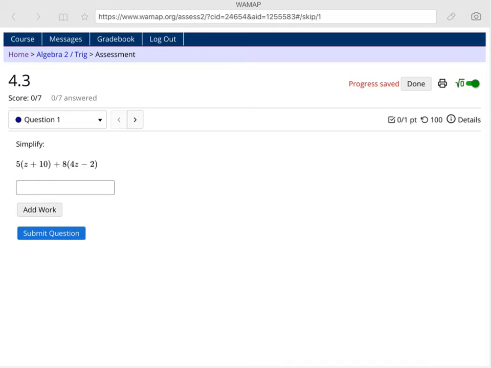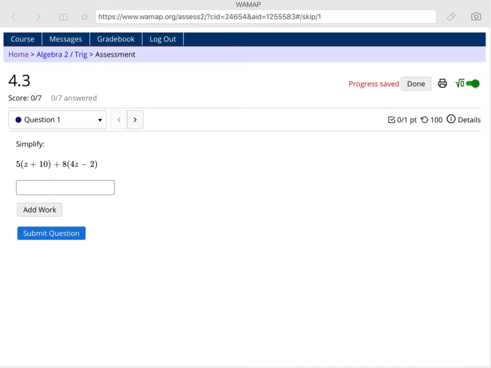All right, so I distributed the 5 in. Then this plus is going to carry over, so I go ahead and just write that plus here. And then I'm going to distribute the 8 into the other set of parentheses. And so then that will give me 32z minus 16. So that's the first thing we do, is get rid of any parentheses that are in the problem. That's the first step of simplification.